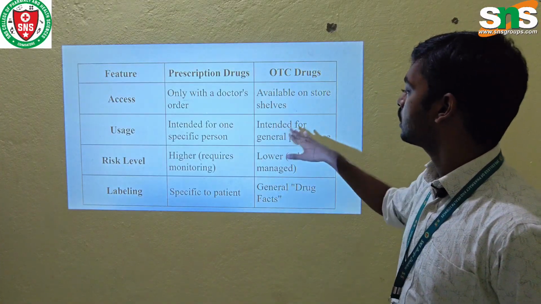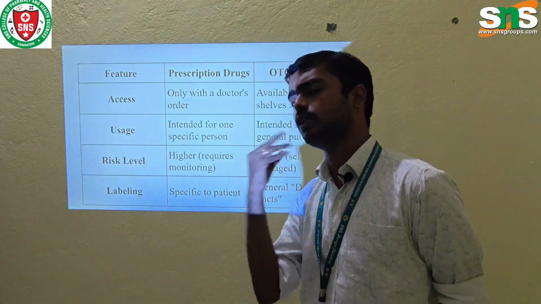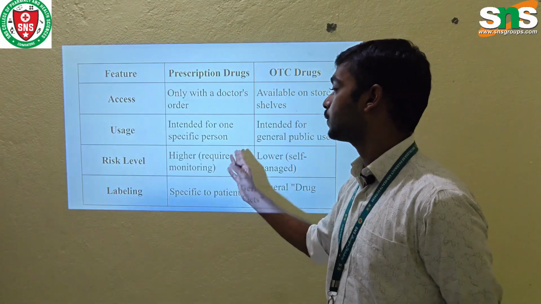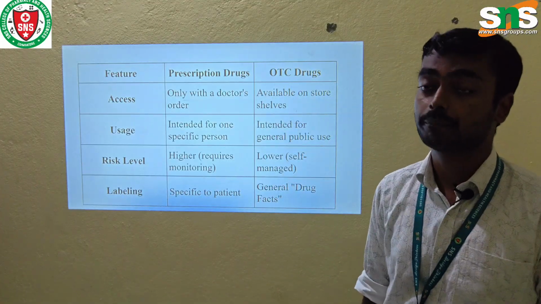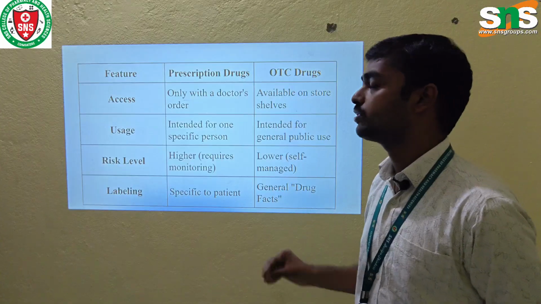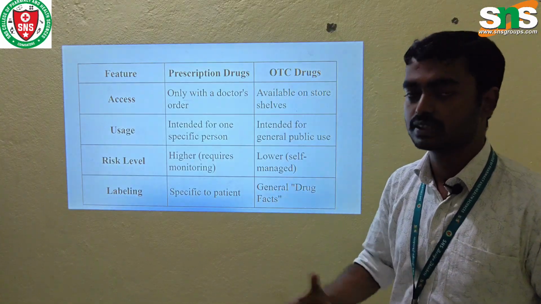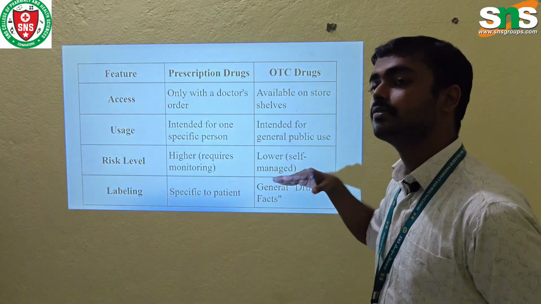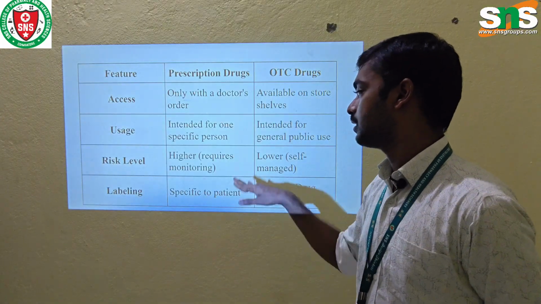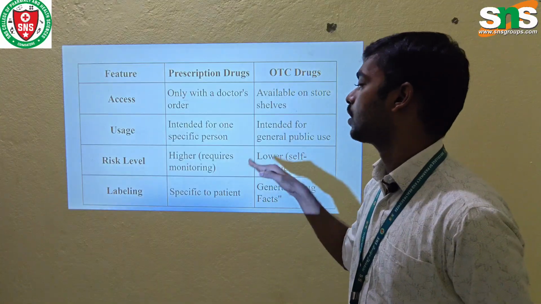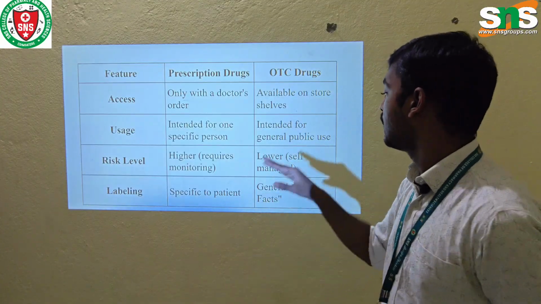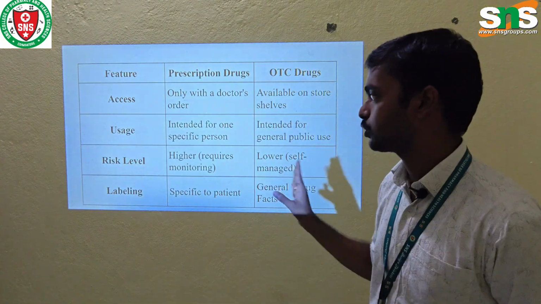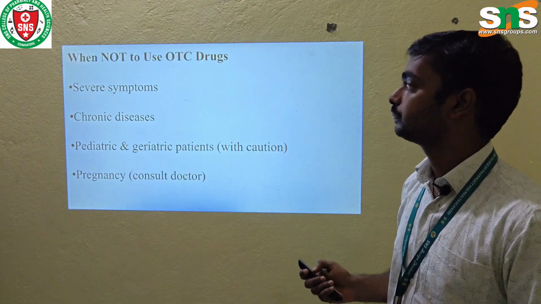But OTC drugs are intended for general public use. Without a prescription, anyone can buy OTC drugs. Regarding risk level, prescription drugs carry higher risk, so they should be monitored by a physician or nurse. In OTC drugs the risk is lower, so they are self-managed. Regarding labeling, prescription drugs are labeled specifically for the patient, while OTC drugs carry only general drug facts.